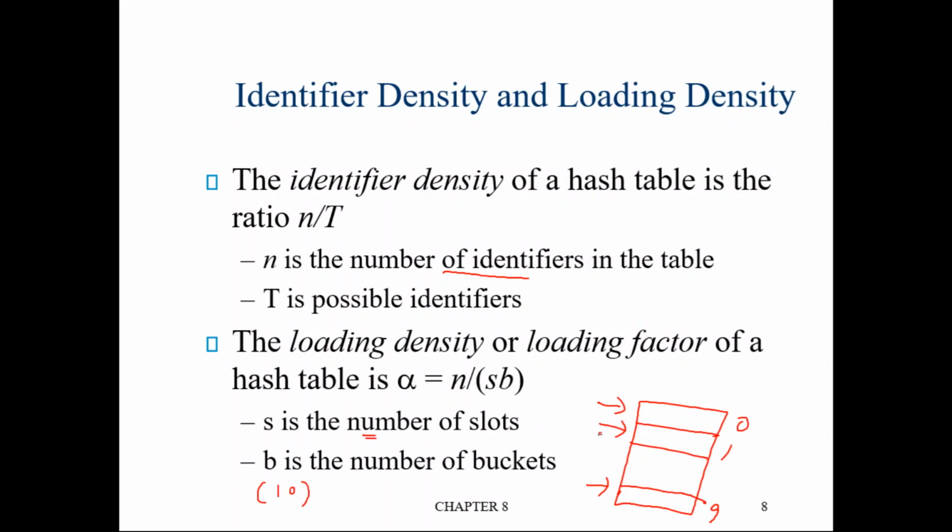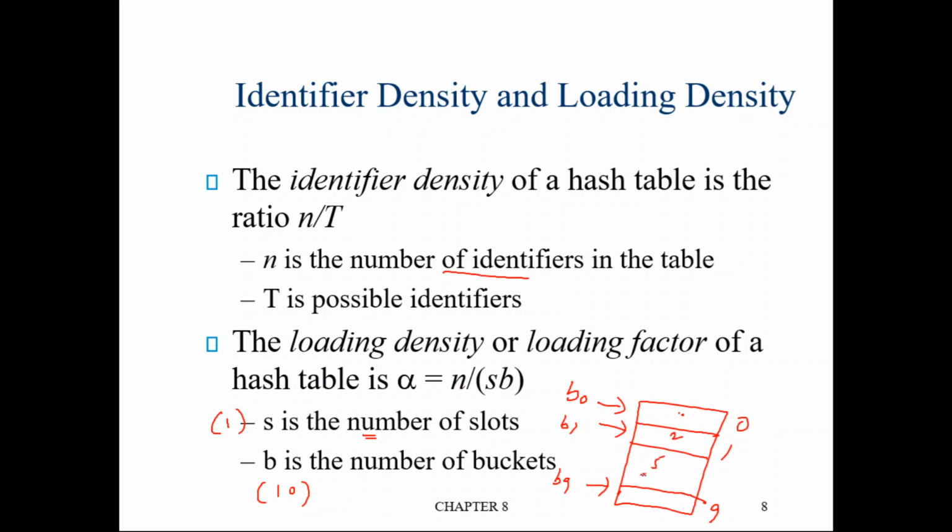S is the number of slots. Each bucket, B0, B1 up to B9, has how many slots? Only one slot. So s is the number of slots per bucket. So 10 into 1 is 10.